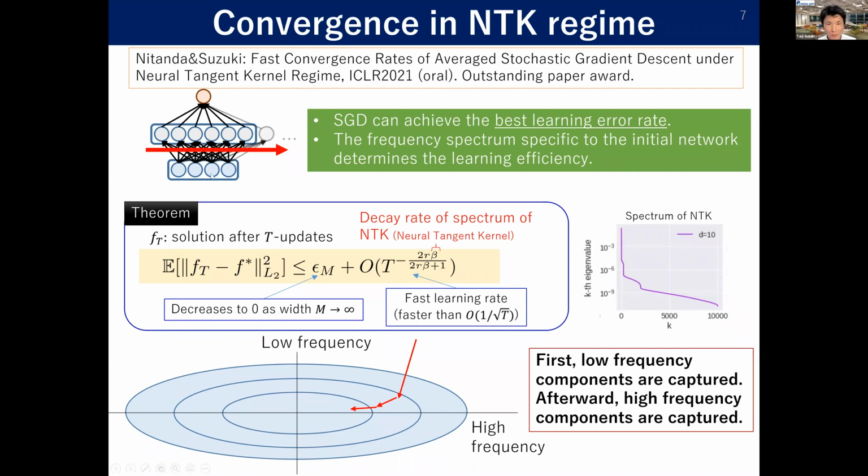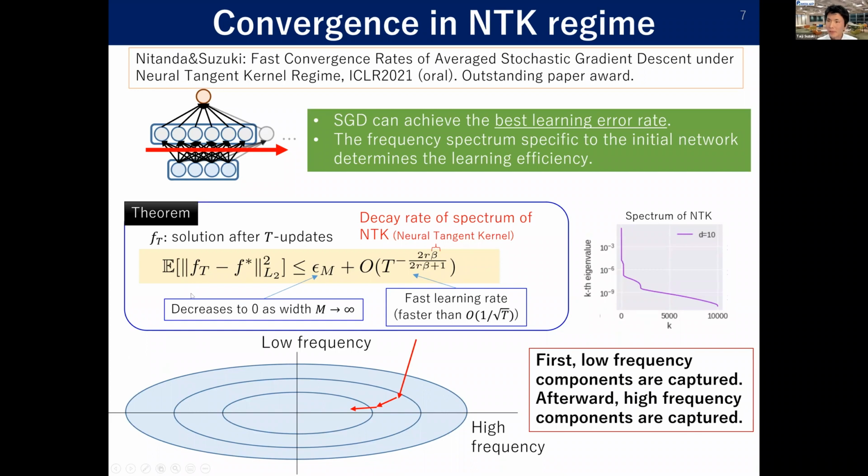This analysis is coming from this paper. In this paper, we have analyzed stochastic gradient descent in the neural tangent kernel regime. We can show that SGD can achieve the so-called minimax optimal rate. The minimax optimal rate is the rate which cannot be improved by any other methods. If the true function f star is included in the RKHS corresponding to the neural tangent kernel, then we obtain this convergence rate.